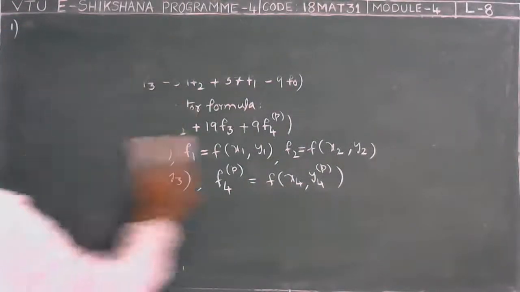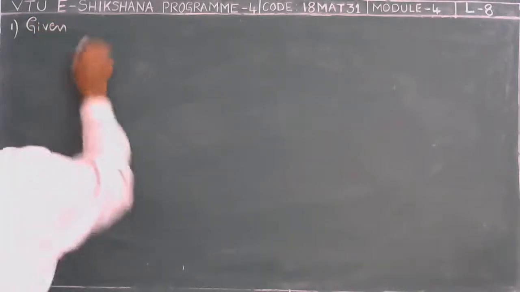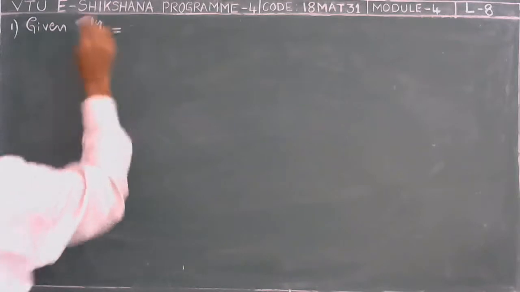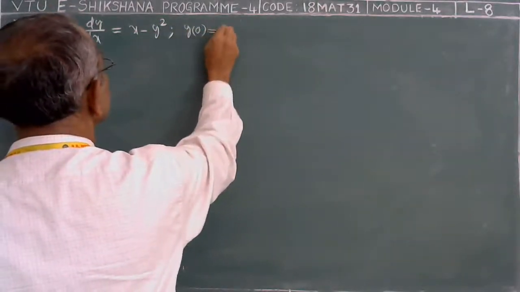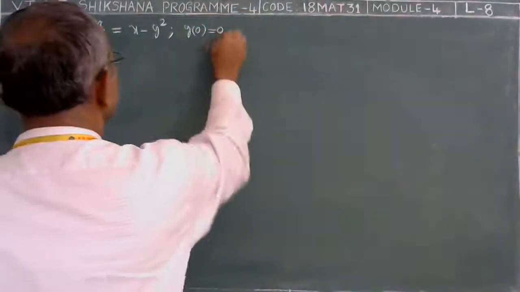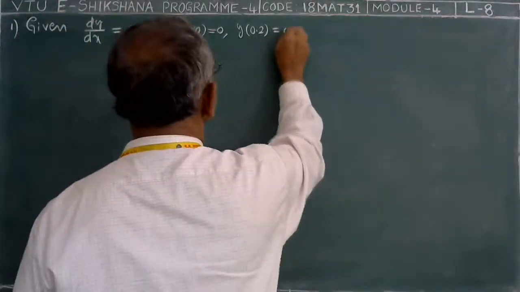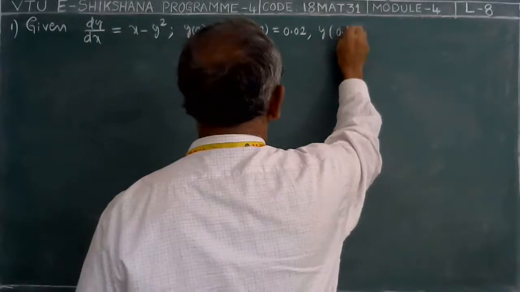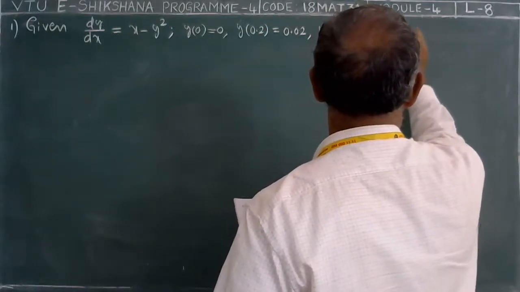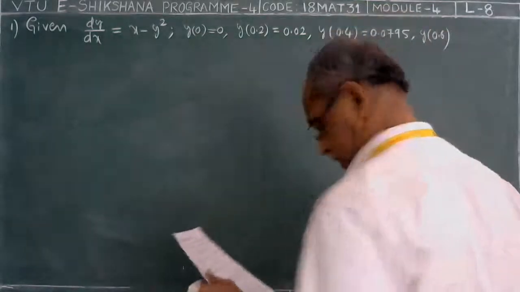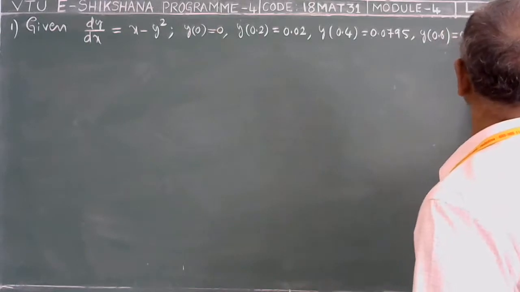Problem 1. Given dy by dx is equal to x minus y square with conditions y is 0 when x is 0, y when x is 0.2 is 0.02, y at x is equal to 0.4 is 0.0795, y at x is equal to 0.6 is 0.1762.